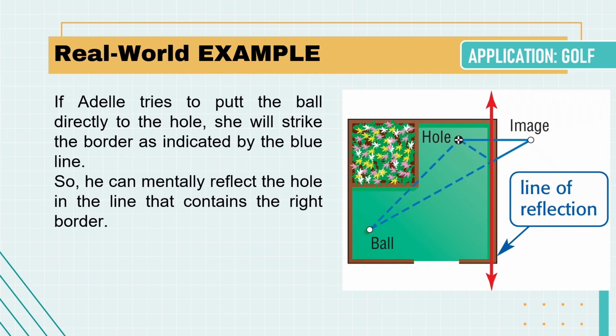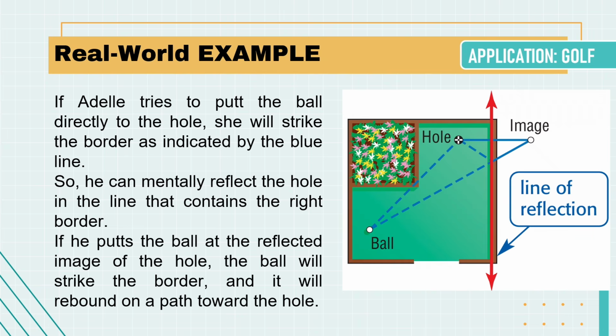If she aims the ball towards the reflected image of the hole, the ball will strike the border and rebound towards the actual hole. This works because the path of the ball follows a reflection-like behavior. The angle going toward the border is equal to the angle going away from the border. So reflection helps us predict the correct direction of the shot.